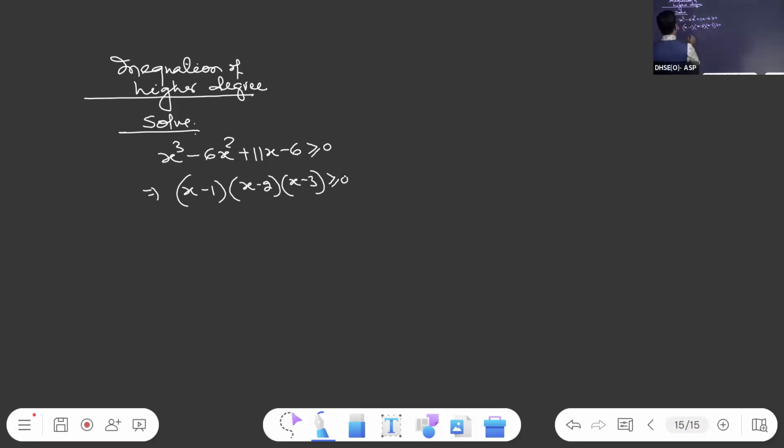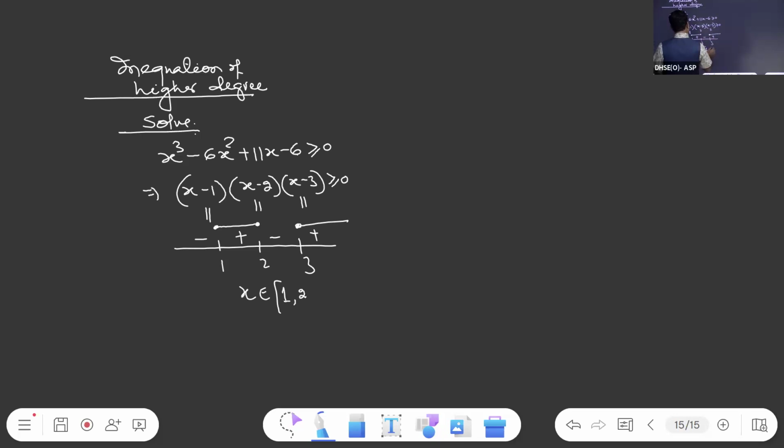Equate each of the linear term to 0. This one to 0, this one to 0, this one to 0. So critical points are 1, 2, 3. Mark the critical points on the number line. Then take the regions, mark the region positive, negative. To take the region required 1 to 2. 0 is also included, so critical points will be included. So the solution is x belongs to 1 to 2 union 3 to infinity. Right?